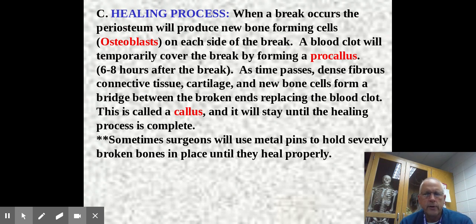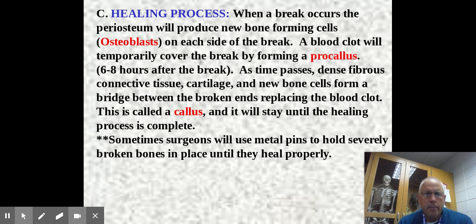A blood clot's going to form to start out with. If you've ever broken a bone, you know that, and I've been there and done this, you get that throbbing about 6 to 8 hours after the break. That's called a procallus. Pro means first. So that's going to go in first, and it just holds the bones together. That's the body's way of holding it together.